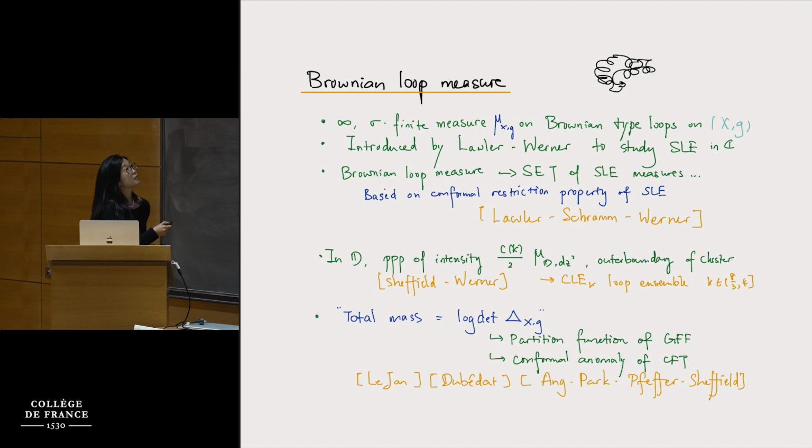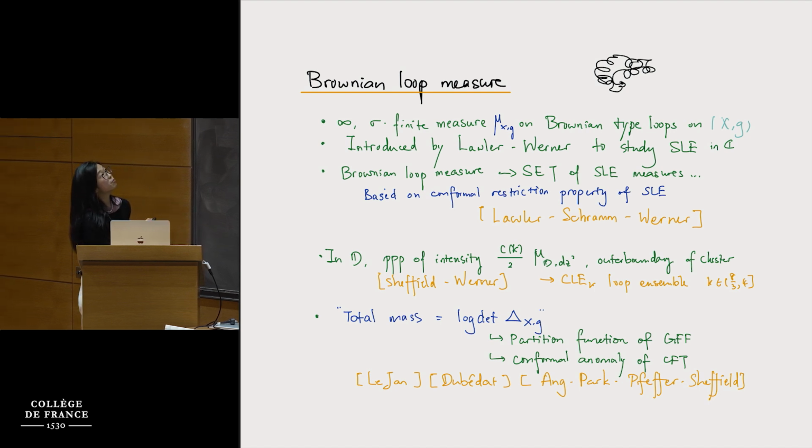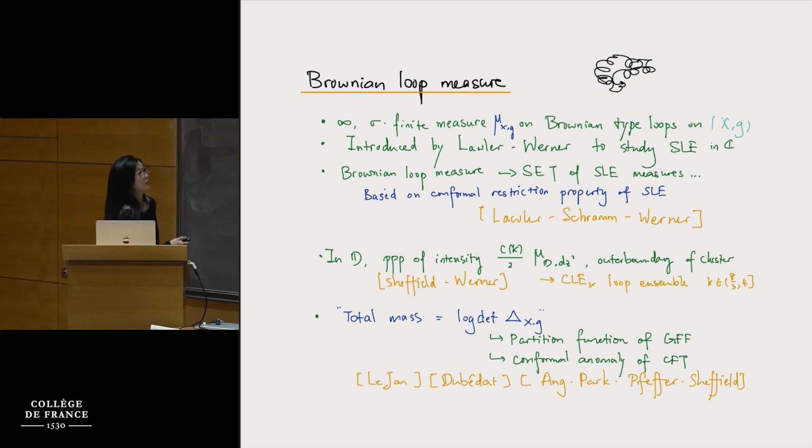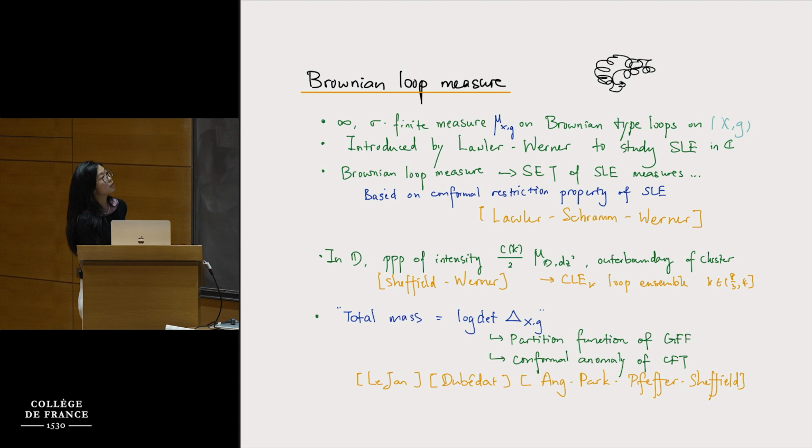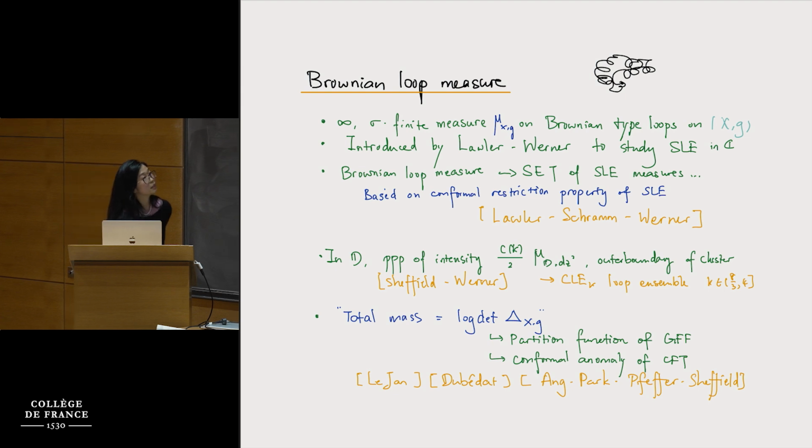And also, the total mass of the Brownian loop measure on the surface, which I told you is infinite, but there is a way to renormalize it such that it gives you the log determinant of the Laplacian. And the log determinant of the Laplacian is important in physics, also being the partition function of the Gaussian free field, and appearing as a conformal anomaly of conformal field theory. And this relation between total mass and the determinant of the Laplacian was observed by Yves Le Jan, Julien Dubédat, and also made precise in ways by these people.